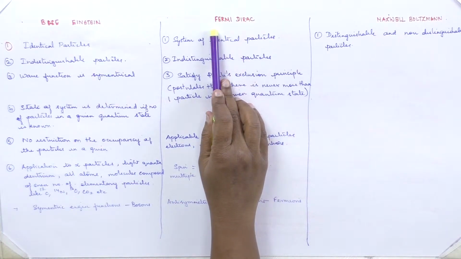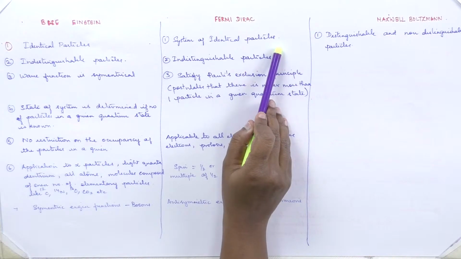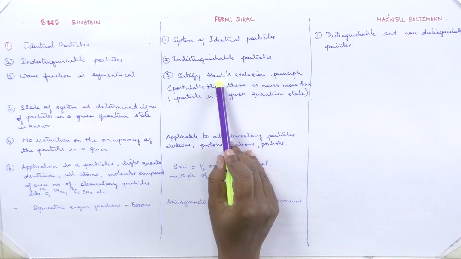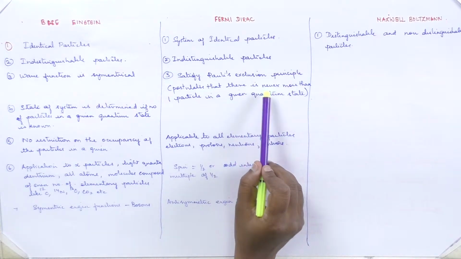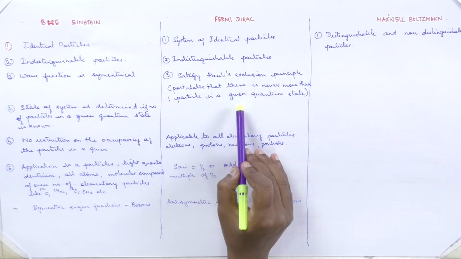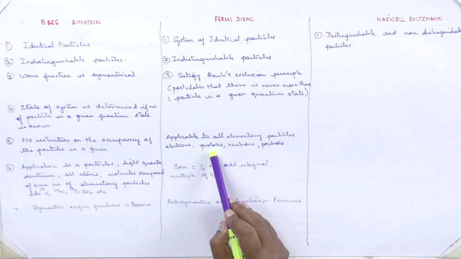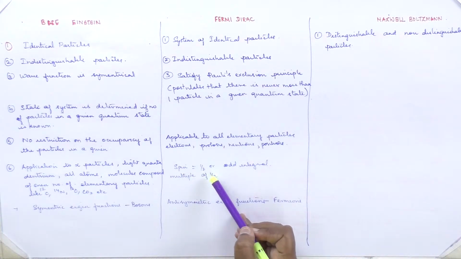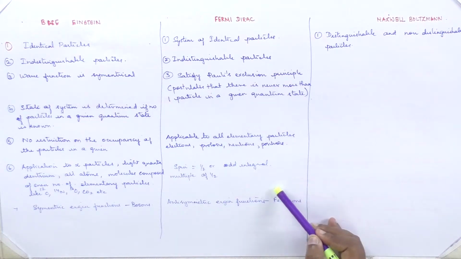Under the characteristic nature of the Fermi-Dirac model, we have a system of identical particles. The particles are indistinguishable. The particles satisfy Pauli's exclusion principle, which states that there is never more than one particle in a given quantum state. It is applicable to all elementary particles: electrons, protons, neutrons and positrons. The spin is equal to half or an odd integral multiple of half. The eigenfunctions are antisymmetric and they are called fermions.